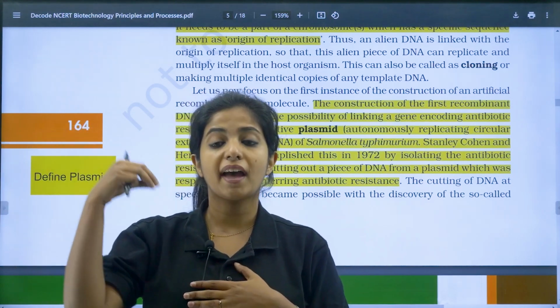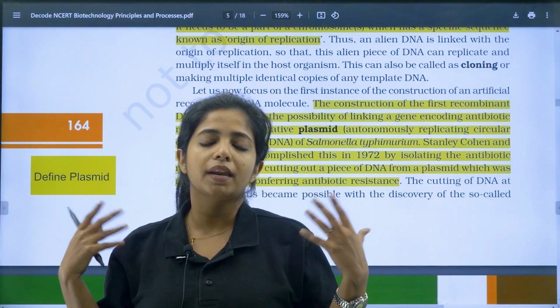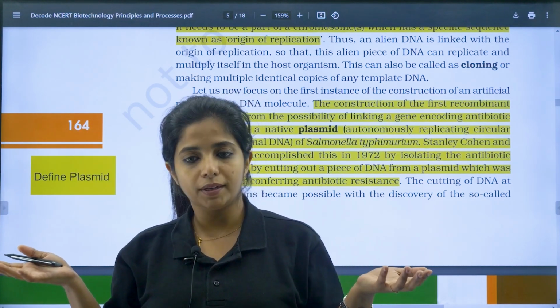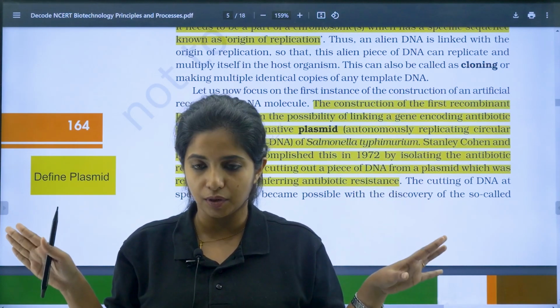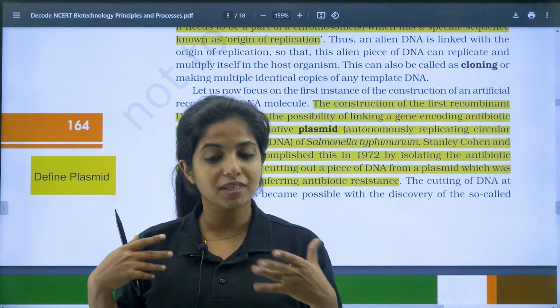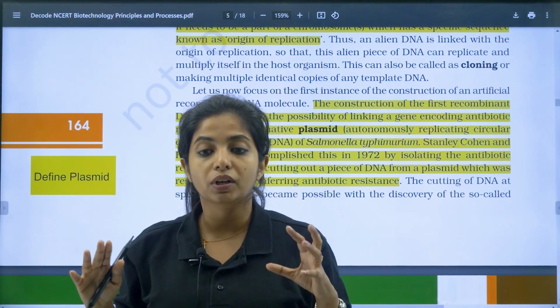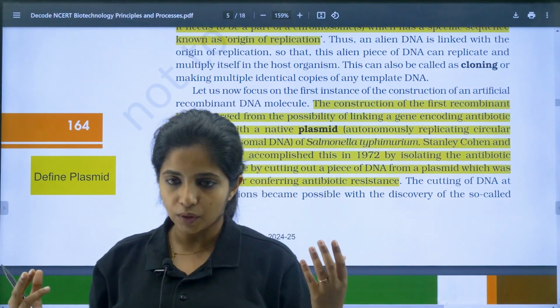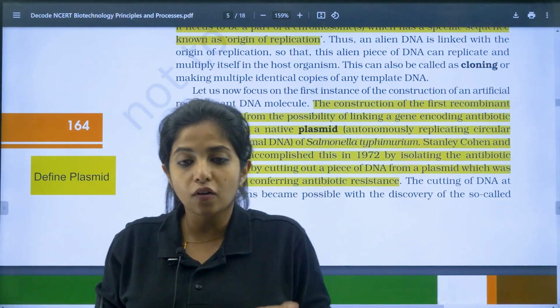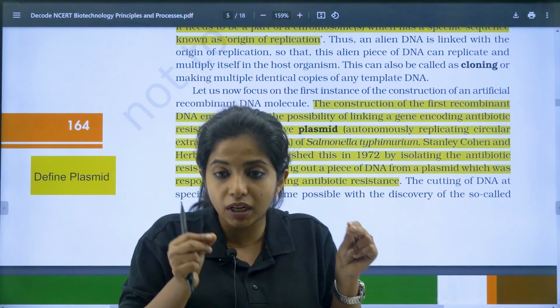That means even if I have that antibiotic, there won't be anything happening in my body. I will be resistant to that particular antibiotic. Whatever bacteria is there in my body will still thrive anyway, because it is resistant to that particular antibiotic. Okay, that is what you mean by antibiotic resistance. Now we are cutting that antibiotic gene and putting it somewhere else.